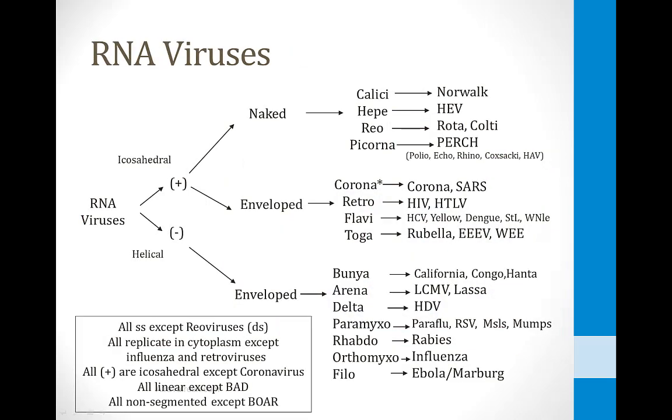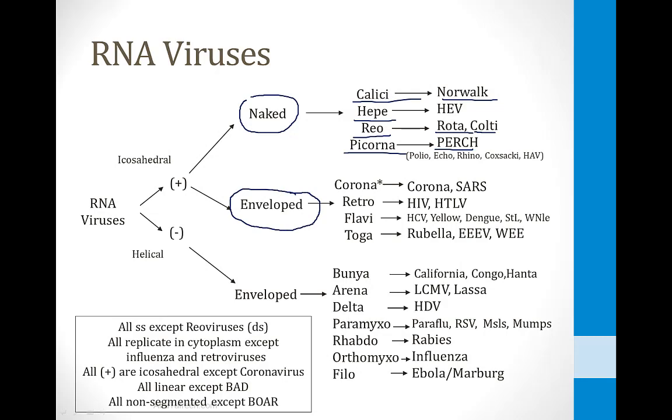So back to our summary slide, we've now talked about the four families of naked RNA viruses. So there were the caliciviruses, which was basically just Norwalk virus, hepatitis E virus, the two reoviruses, rotavirus and coltivirus, and finally the 5 different picornaviruses that go by the mnemonic PERCH. Now what I'm going to do is move on and talk about this group of viruses right here.